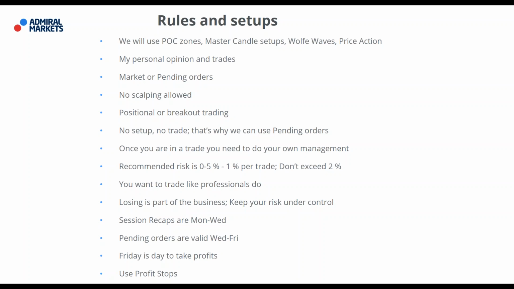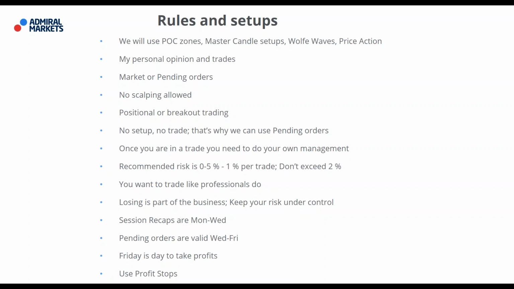Correct money management is the holy grail in forex trading. Recommended risk is 0.5% to 1% per trade. Don't exceed 2%. You always want to trade like professionals do. Have in mind that losing is part of this business, and every trader from time to time will suffer a loss. It's normal. But in order to be profitable and make money consistently, my suggestion and my opinion 100% is that you need to keep your risk under control.